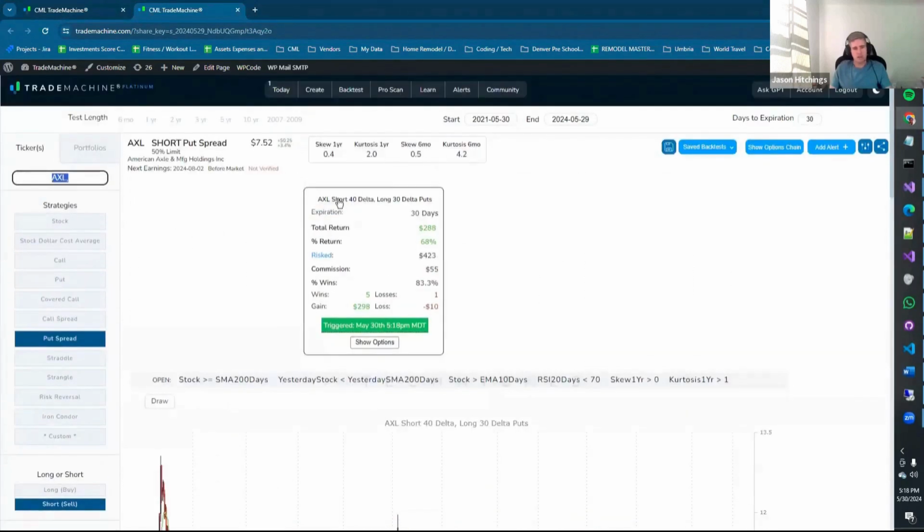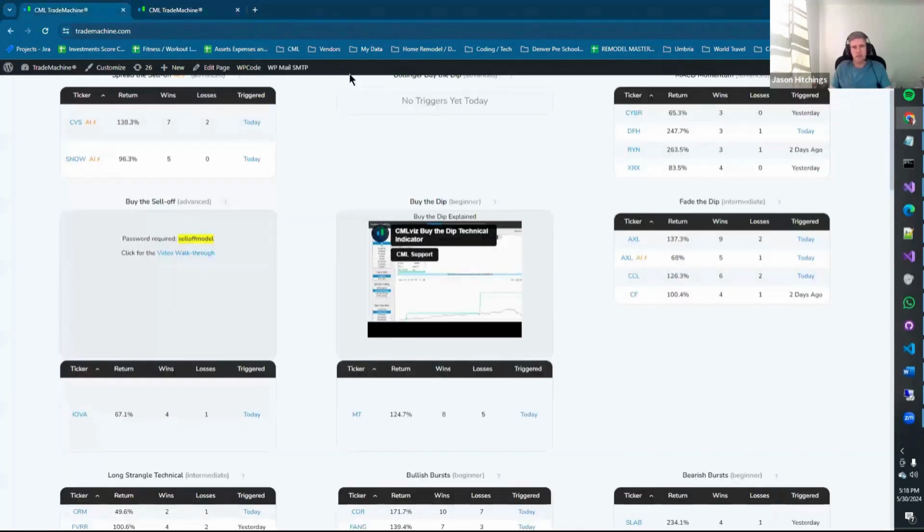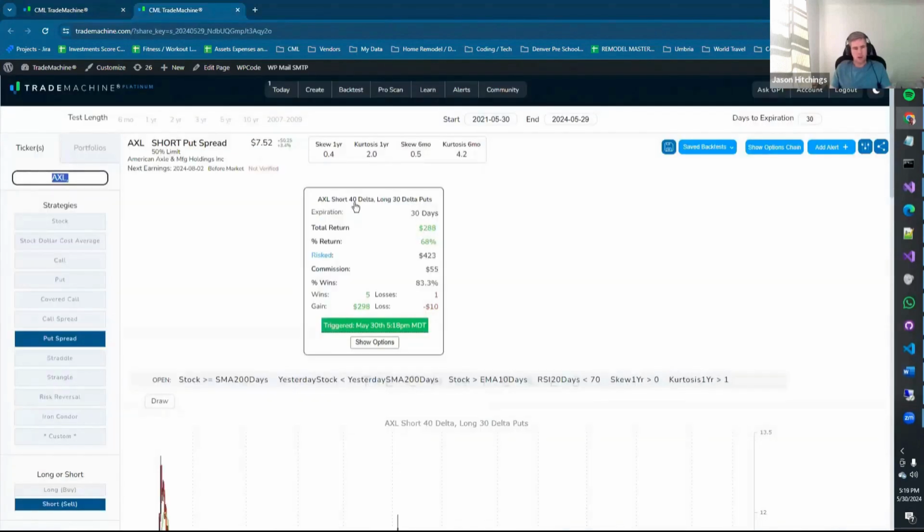This particular strategy, this fade the dip, is short a 40 delta and long the 30 delta puts, meaning you're short the put spread. The 40 delta means the options market is basically saying there's a 40% chance that the stock reaches this price by expiration. And this one has a 30% chance of reaching this second strike by expiration.